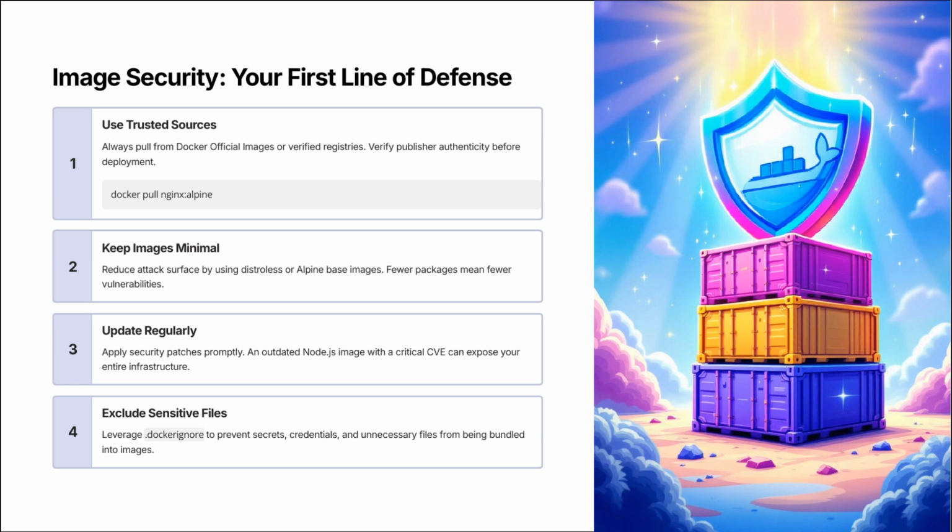Lastly, don't forget to exclude sensitive files. You can leverage the Dockerfile to prevent secret credentials and unnecessary files from being bundled into your images. This is an easy, yet often overlooked way to further secure your images and prevent unwanted data exposure. Remember, image security is just the beginning, but it's a vital part of maintaining a secure containerized environment.